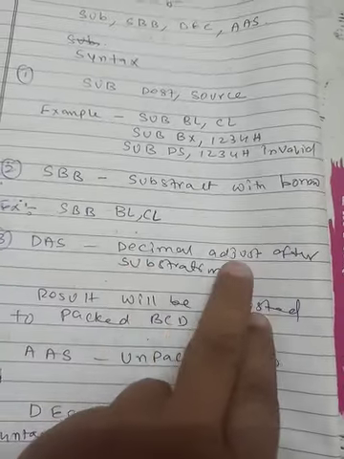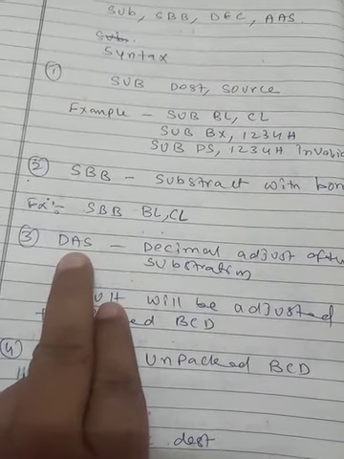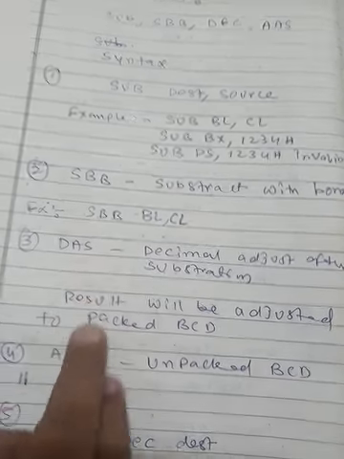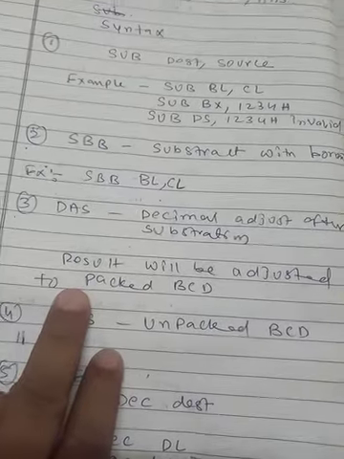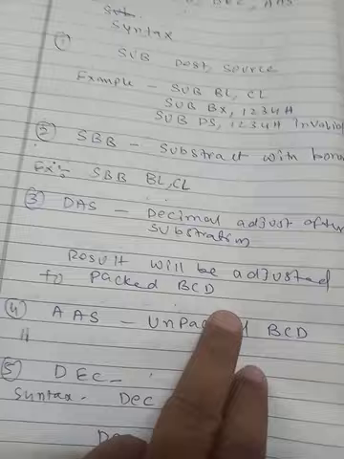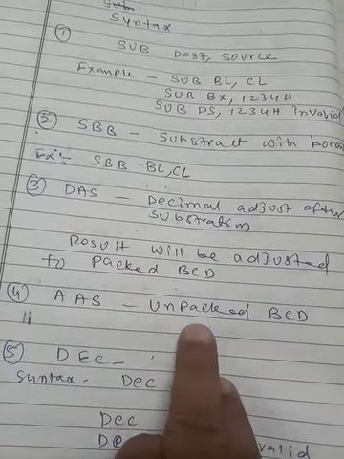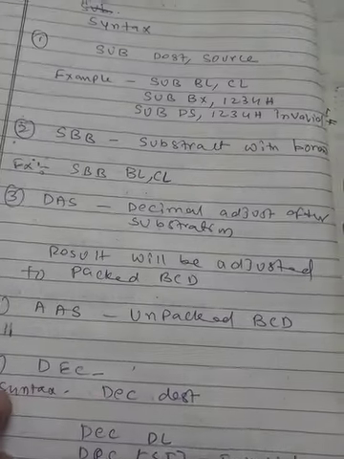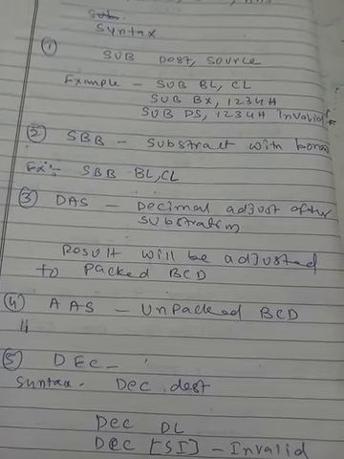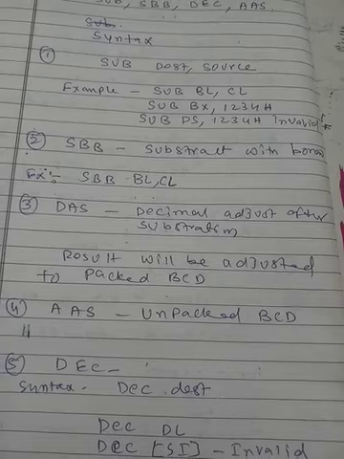Again, decimal adjust after subtraction, DAS, it is similar to DAA, decimal adjust after subtract. Okay, so this is similar to DAA. Here it is a subtract. So the result will be adjusted to the packed BCD. So AAS, one more instruction, it is for unpacked BCD. Already told, packed means it is 8-bit, 15 is a packed BCD. 1 and 5 must be less than 9. So that is a packed BCD.